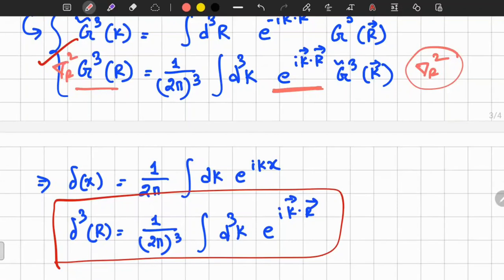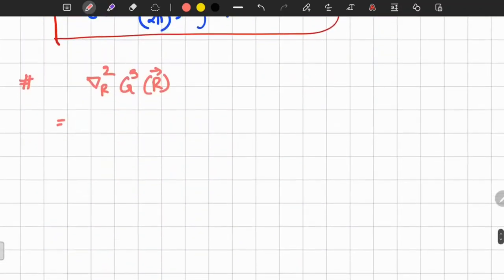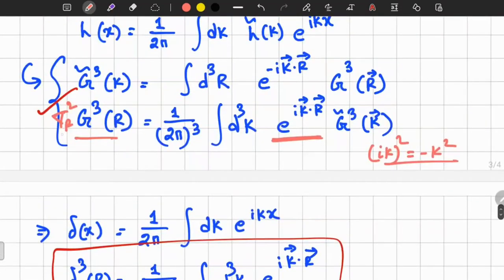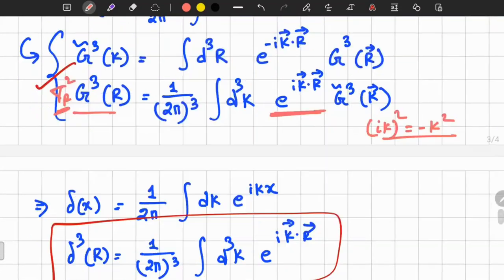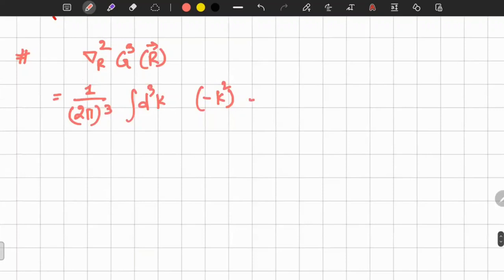So if we apply the del square operator, it means there are two differentiations. So essentially we will have (ik) square, that means minus k square. The rest of the part will be fixed because the function is an exponential function. So it will be d3k, just minus k square will be there due to ik. If we operate del r square here, I think this is clear. Two times ik will be there, so it will be minus k square, and the rest of the part will be the same. Okay, so this is the form.